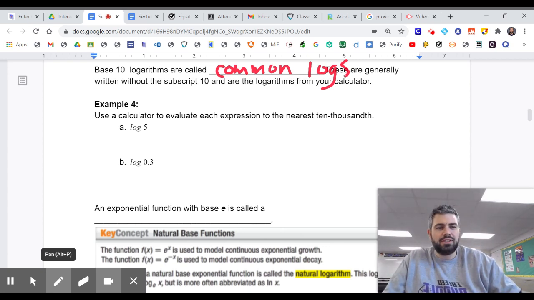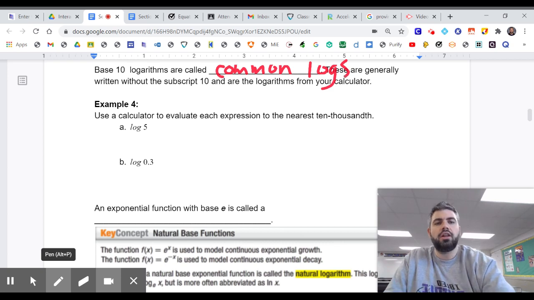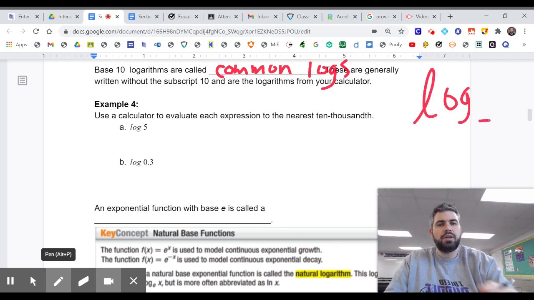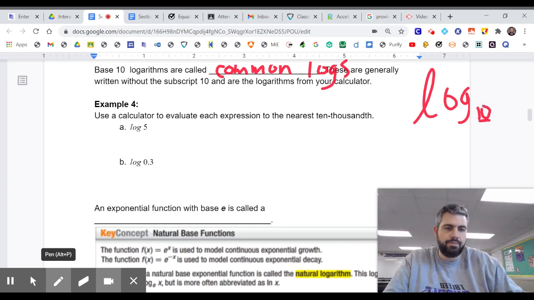We use common logs because our calculators, first of all, do common logs. So if you look at your calculator, you'll see it'll just say log. It won't say log base anything. It'll just say log, and that's because we use common logs. So basically what it's saying is all of them are log base 10. And so since we know that they're common logs, we can actually use our calculator to evaluate.